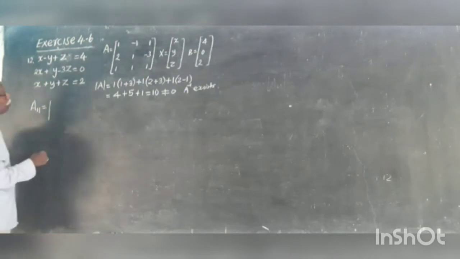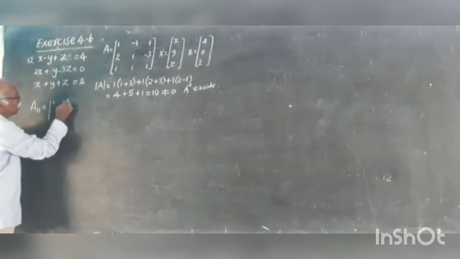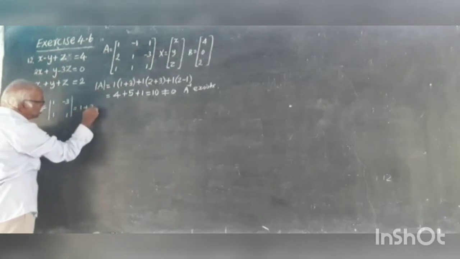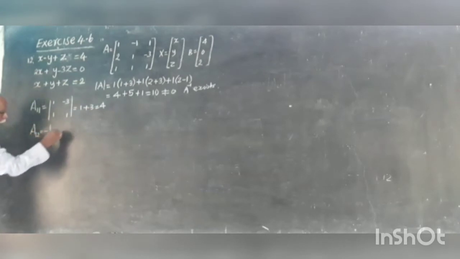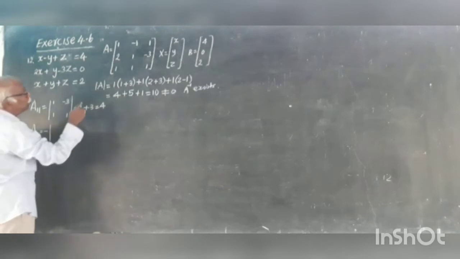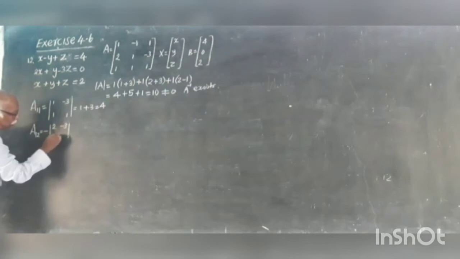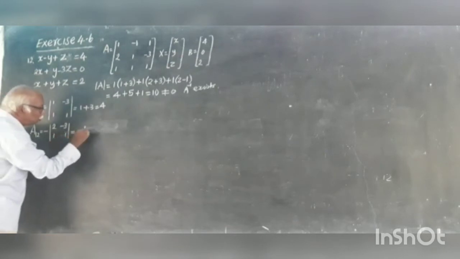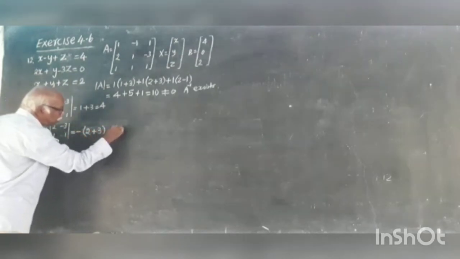Then find all the cofactors of the elements. A11: 1 minus 3, 1, 1, is 1 into 1, 1 minus of minus 3 plus 3, equal to 4. Then A12 is negative because 1 plus 2 is odd. 2 minus 3, 1 minus 1 is 1, 1. That is minus of 2 into 2, 2 plus 3, equal to minus 5.